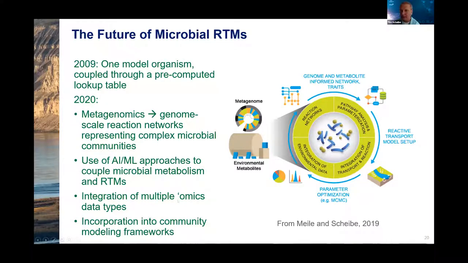We can begin to integrate multiple omics data types, including metagenomics, metabolomics, proteomics, into our models. And we incorporate these into community modeling frameworks, as shown here in this schematic diagram, again from my paper with Christoph, where we use these omics data to inform genome and metabolic informed network models, set up reactive transport models, and perform parameter optimization by comparing with observed data using tools like, for example, Markov chain Monte Carlo methods, MCMC, and that process can iterate, thereby improving our models over time.